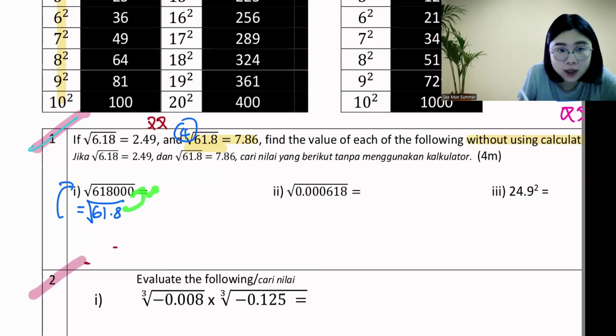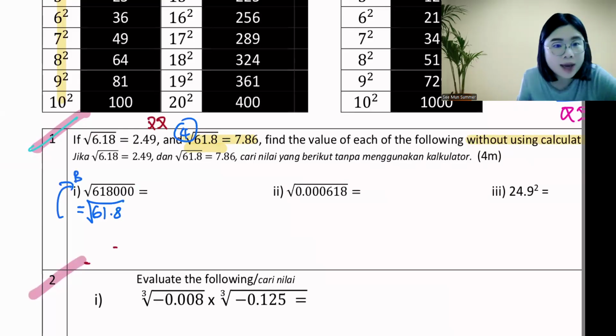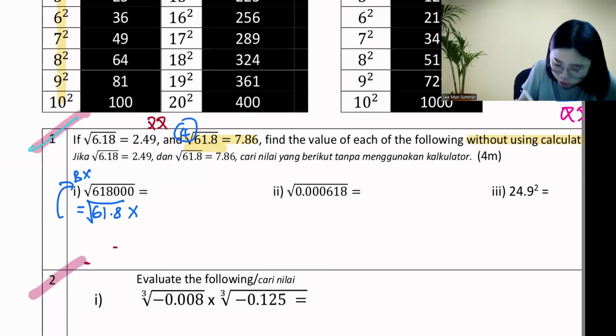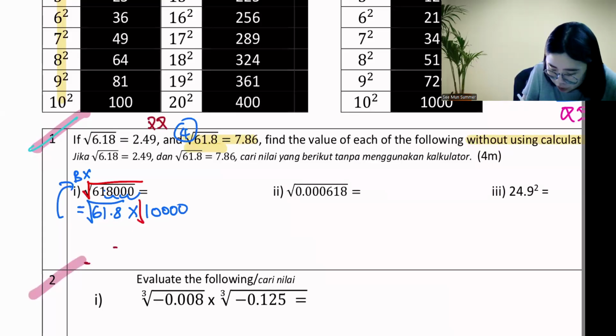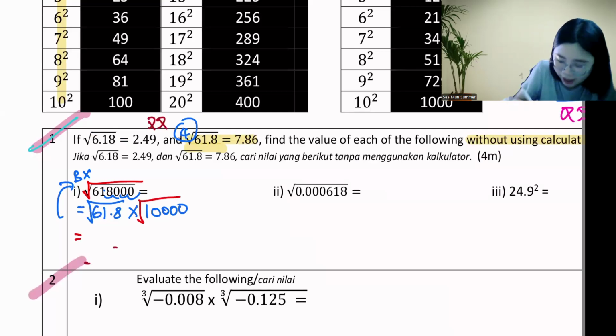Does it become bigger or smaller? The answer is bigger. If it's bigger, you need to times. So times by how many? The original is 61.8, so you move 1, 2, 3, 4. That's 4 decimals, meaning 10,000. Remember, since both of them are under the root, I have to make sure this is also under the root. Understand? And then continue. So √61.8, I got the answer already.